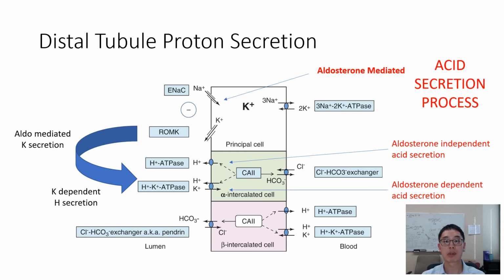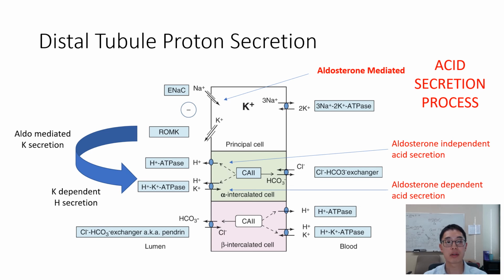Again, that we saw a couple of slides ago when we were talking about potassium handling. However, the process goes further, so that when a potassium molecule is excreted, there's a transporter called the hydrogen potassium ATPase that exchanges a potassium molecule for a proton. Additionally, there's also the H+ ATPase, which also allows for ATP-dependent proton secretion in the distal tubule.